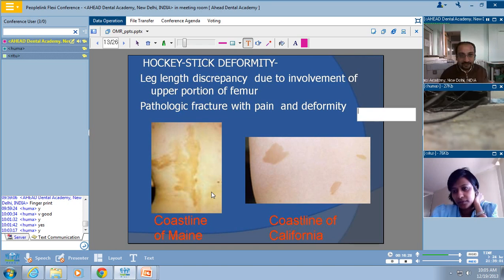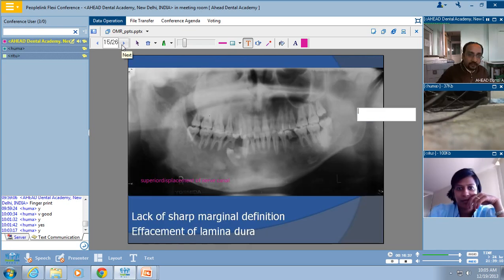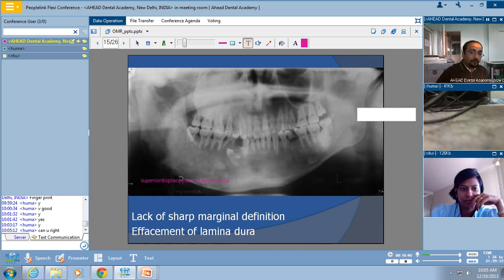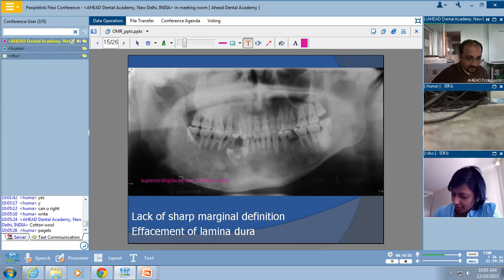Okay? Now, radiographic features, again, monostotic, polyostotic, same stuff. No difference at all. Fingerprint appearance, thumbprint appearance. Now, if I ask you, cotton wool appearance is seen in? Pagets. Exactly. Good. The cotton wool appearance is seen in Paget's disease. What is the other condition which is sometimes confused with Paget's? It is fibrous dysplasia. Some students tend to confuse and start saying that cotton wool appearance is seen in fibrous dysplasia. Remember, cotton wool appearance is not seen in fibrous dysplasia. I am using the word not. Is it clear?